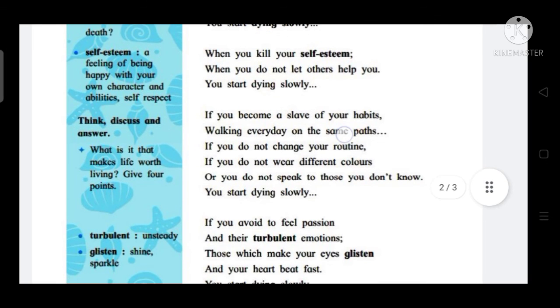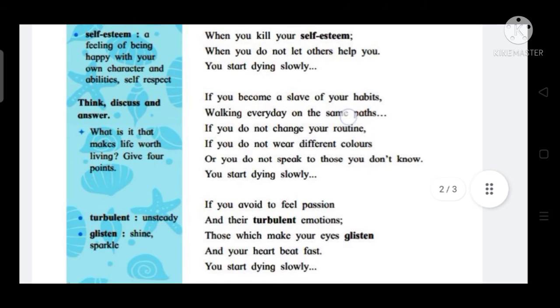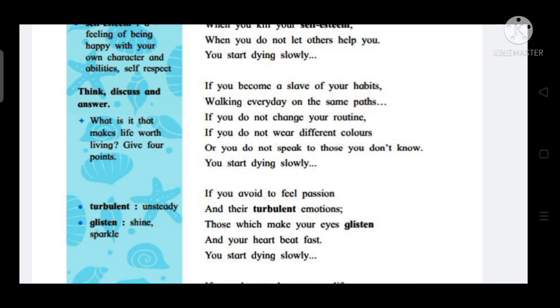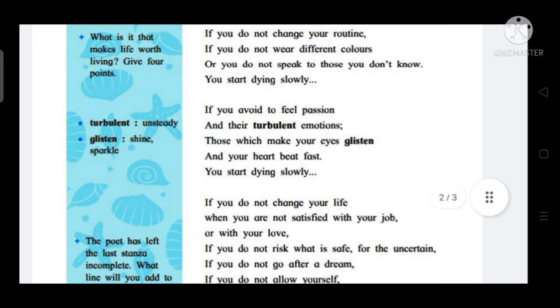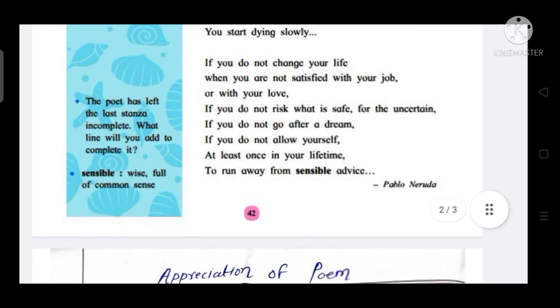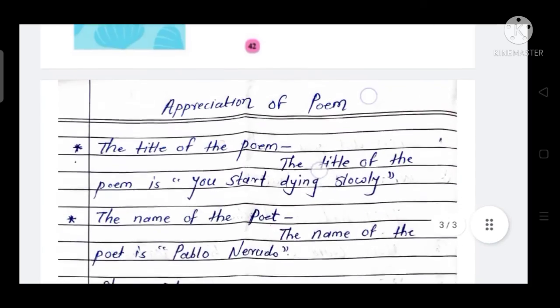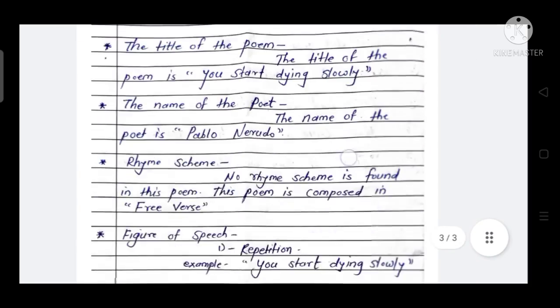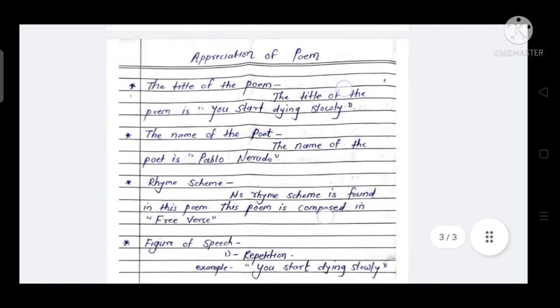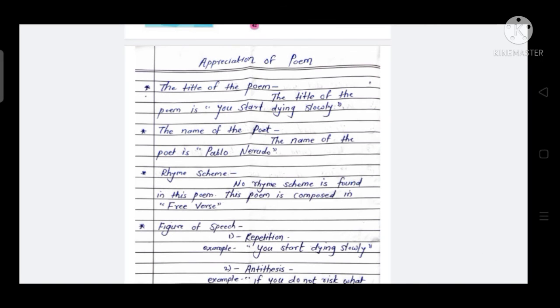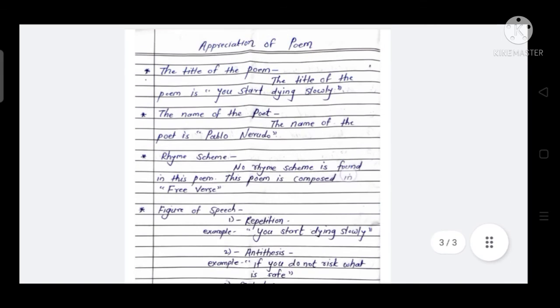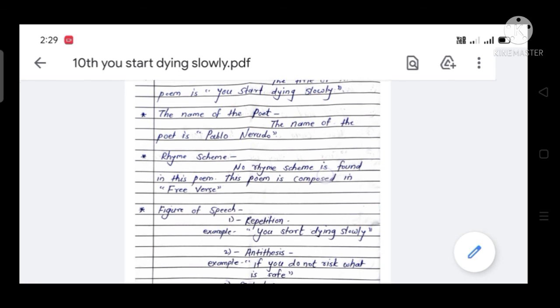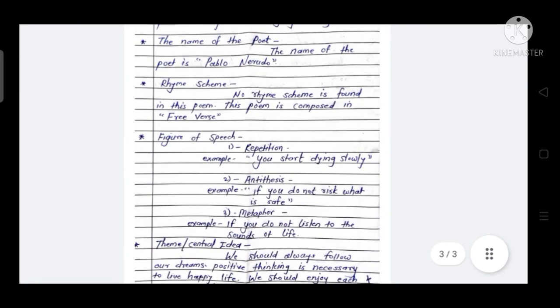Many of the students who don't understand English might not have got what I have explained in this video. For them, another video will be uploaded on my YouTube channel in Marathi, so that you will understand easily. But this is a piece of paper on which I have written the appreciation of the poem. You can pause this video and note it down in your notebook.